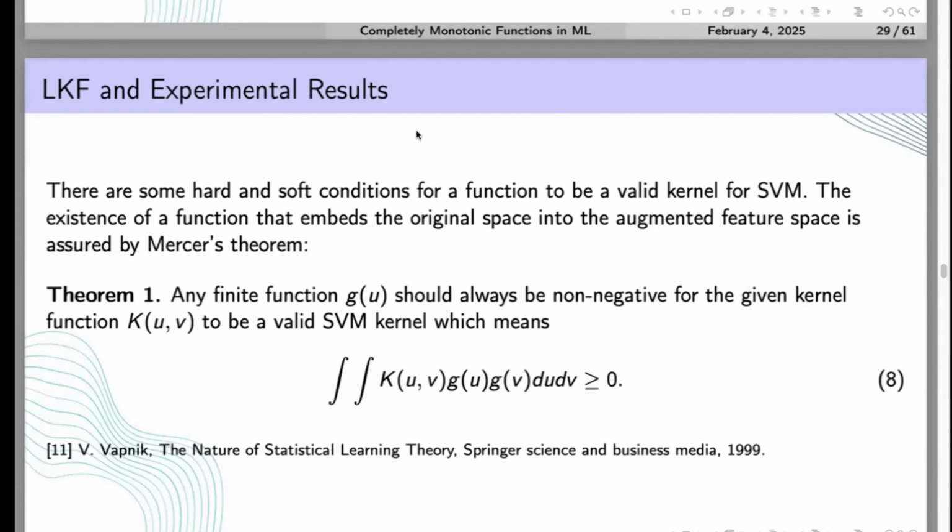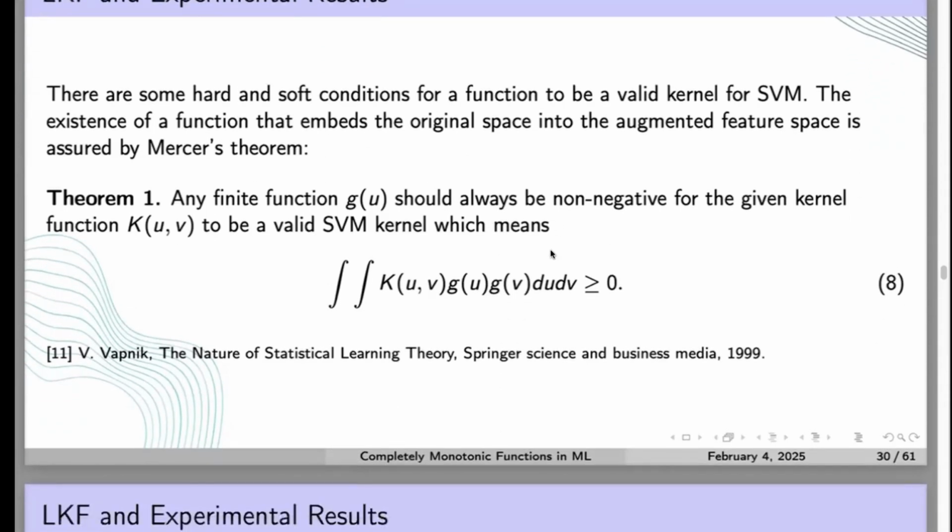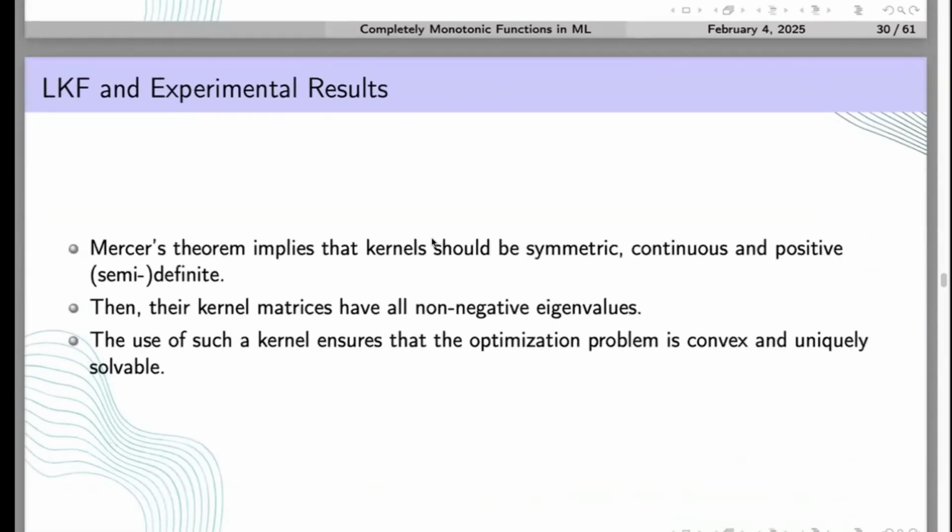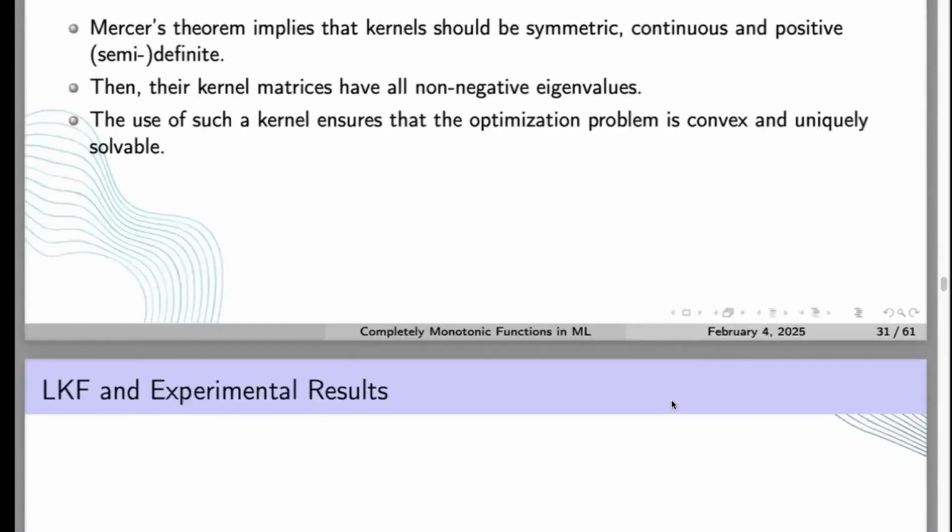And now we'll start with the establishment of the logarithmic kernel function and its theoretical parts. The existence of a function that embeds the original space into the augmented feature space is assured by Mercer's theorem for a non-negative kernel function K. Mercer's theorem implies that kernels should be symmetric, continuous, and positive semi-definite. Then their kernel matrices have all non-negative eigenvalues. The use of such a kernel ensures that the optimization problem is convex and uniquely solvable.